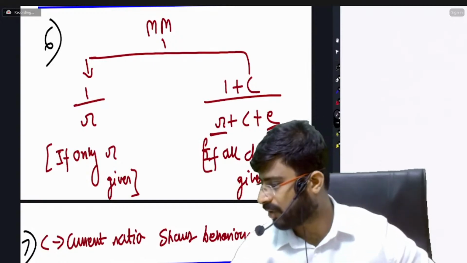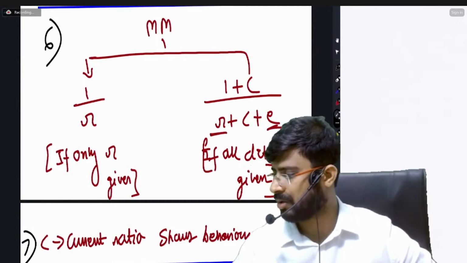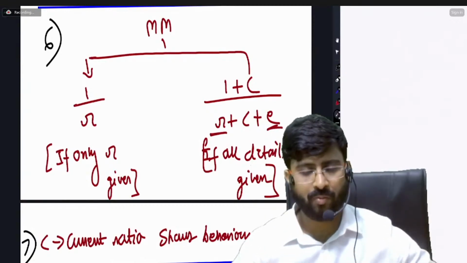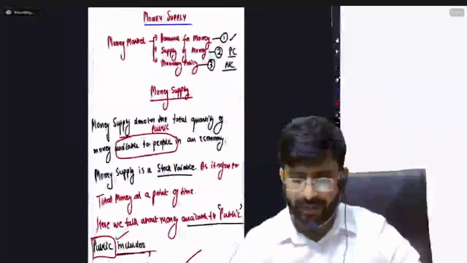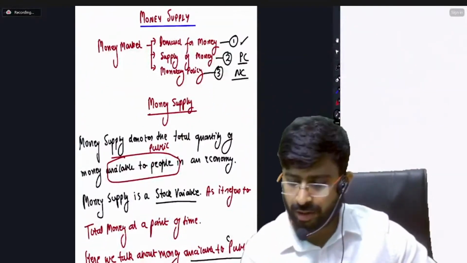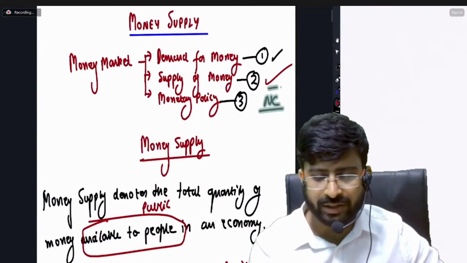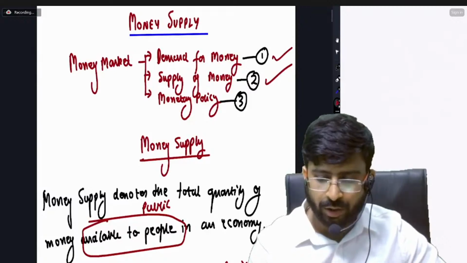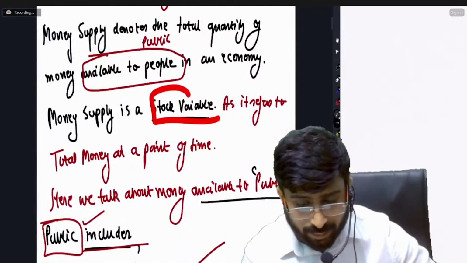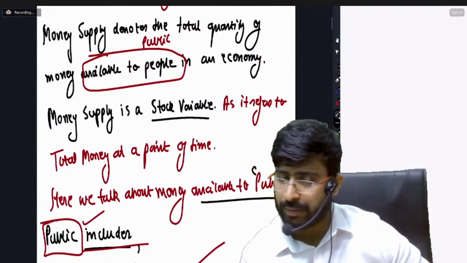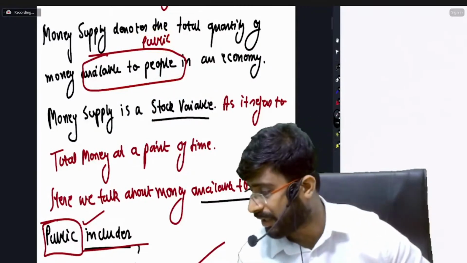Come on, everybody. Is that clear so far? So, if you look into the entire discussion, we have completed number 2, the supply of money. We have covered the meaning of money supply. It's a stock variable. Money supply is a stock variable. Remember this. It refers to the money available to public in general.